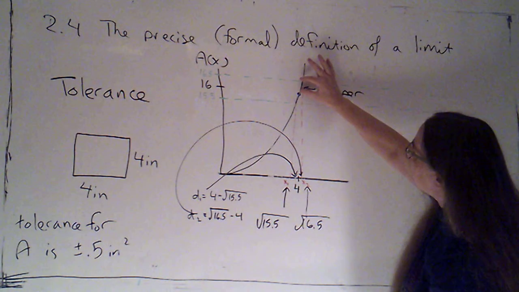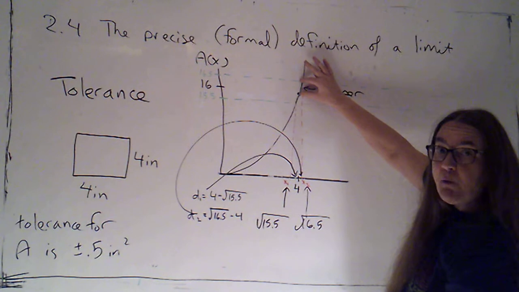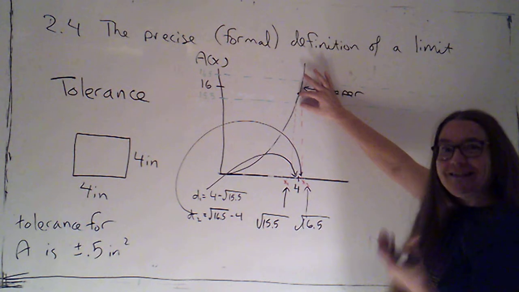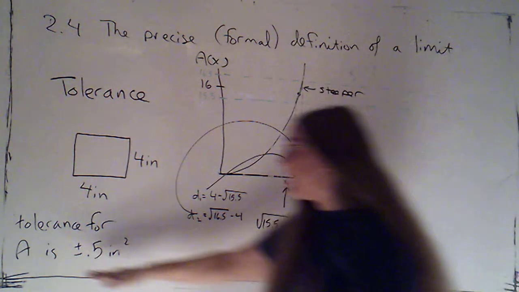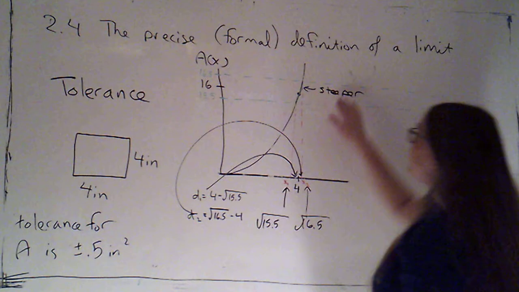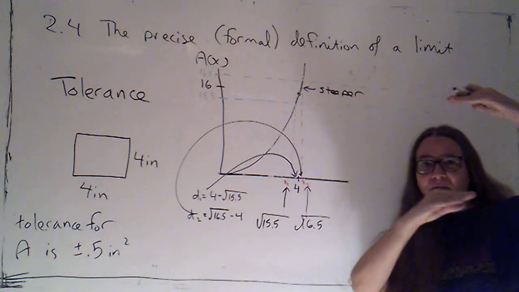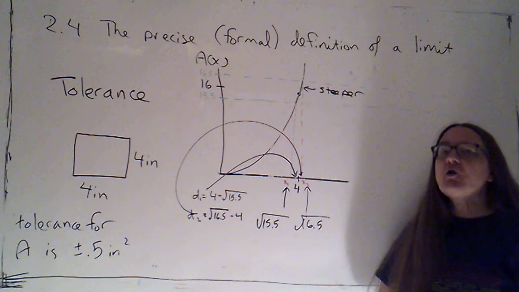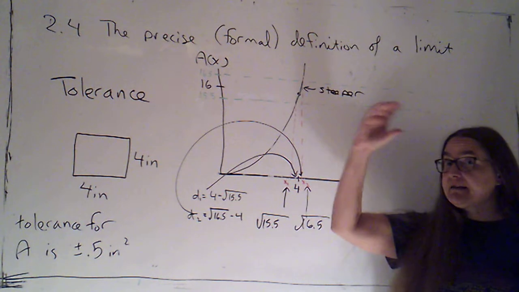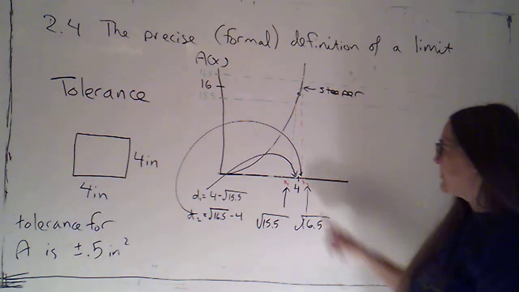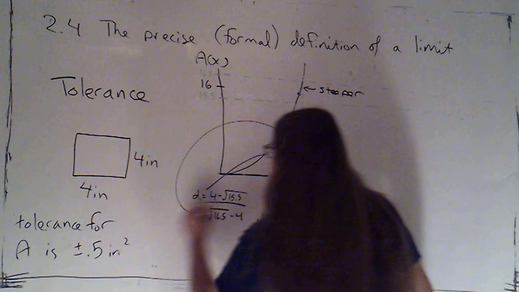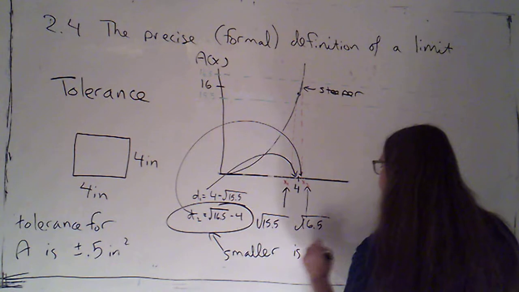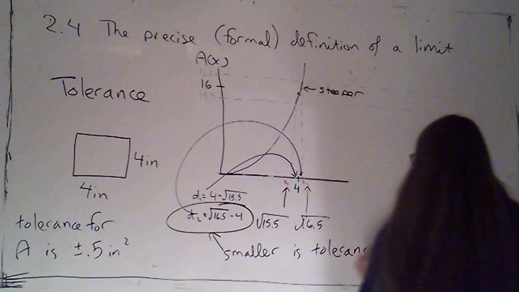But I know that the vertical distance from 16 to 16.5 is the same as the vertical distance from 15.5 to 16, because that was the tolerance that we had for our area. If the graph is steeper here, it's going to cover that same vertical distance over a shorter horizontal distance. So where the graph is steeper, if you've got the same vertical change, that's where you're going to have the smaller horizontal change. So this one is the smaller of the two, and the smaller of the two is the tolerance for x.